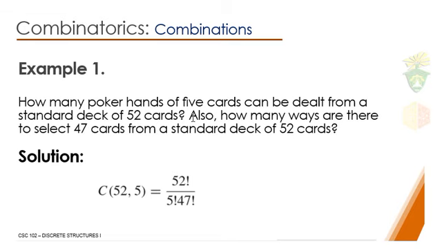So for this one, our N is 52, the total number of objects, or cards. And out of 52, we only have to take 5. That's our R. And then you just have to substitute the values into the formula, then you're done.